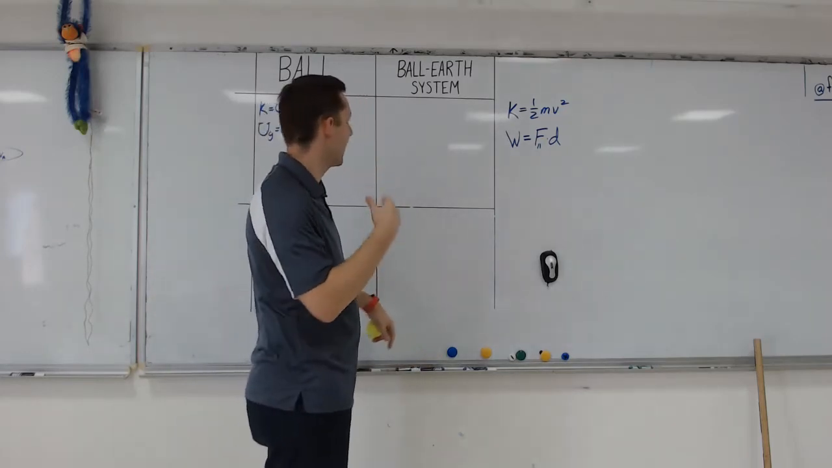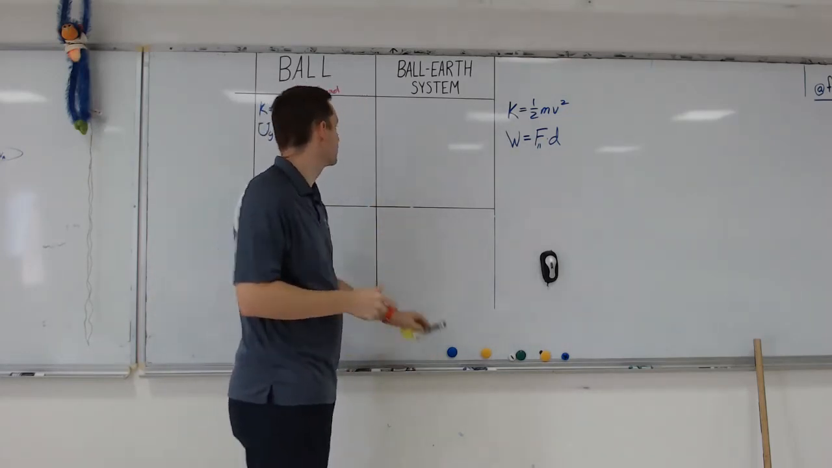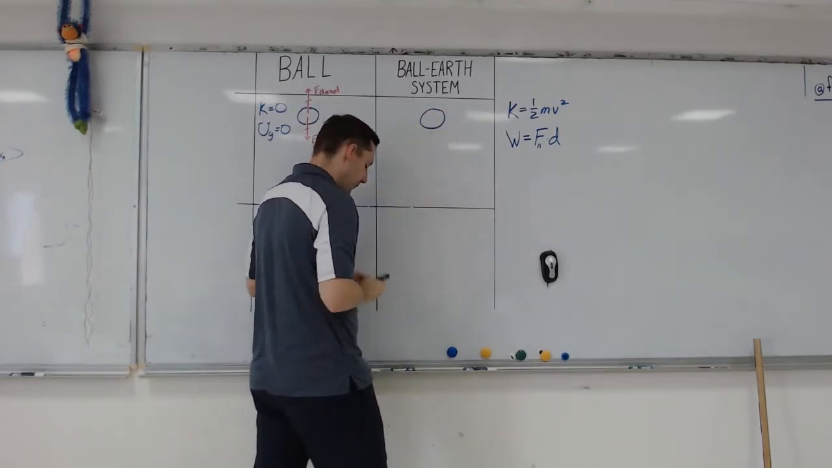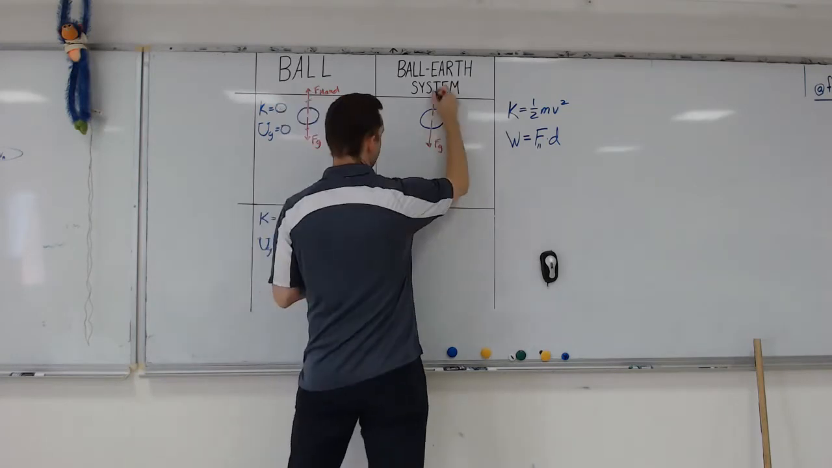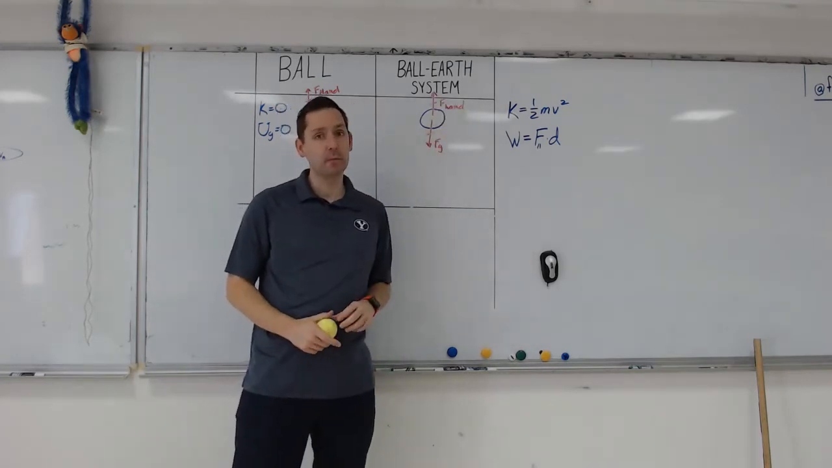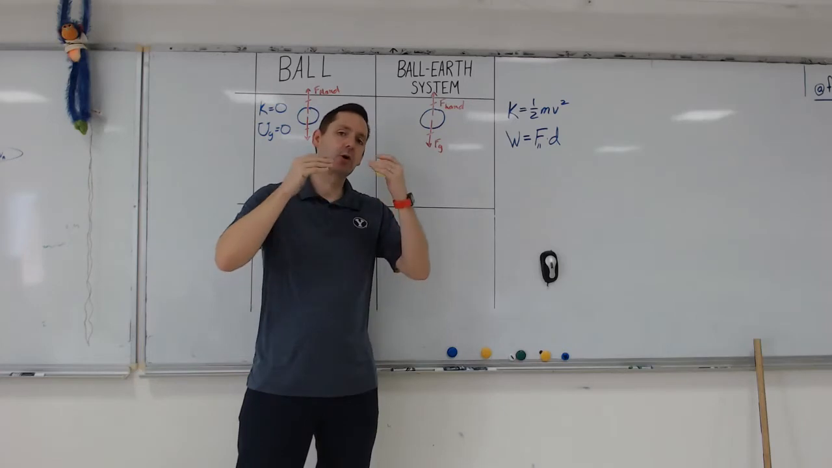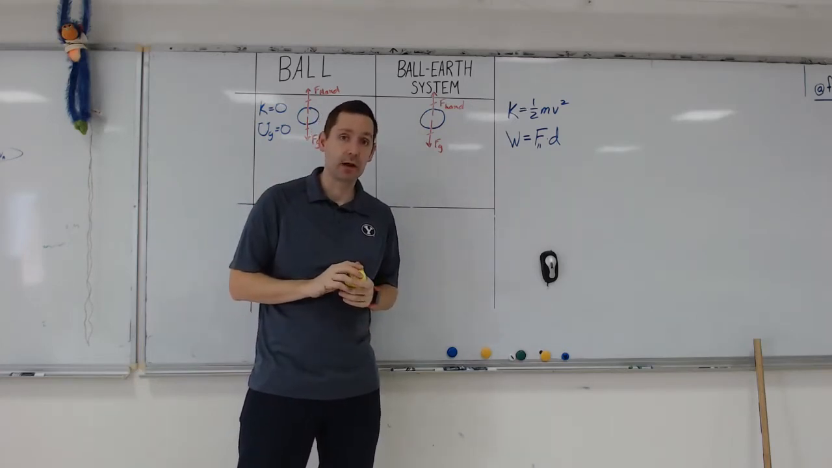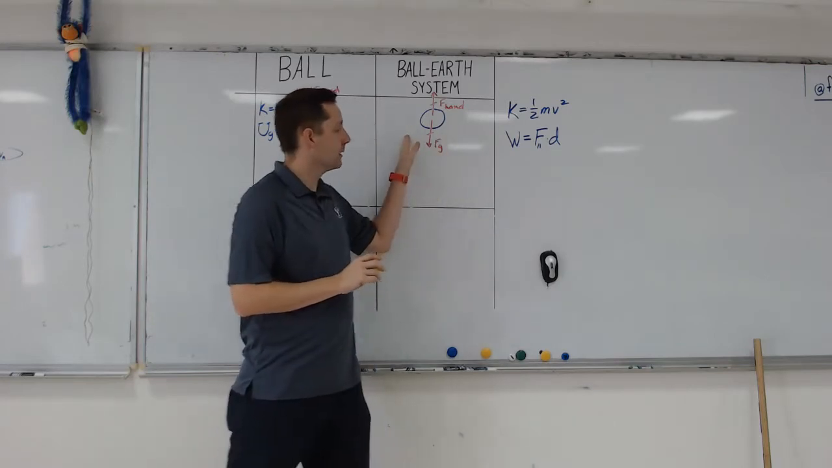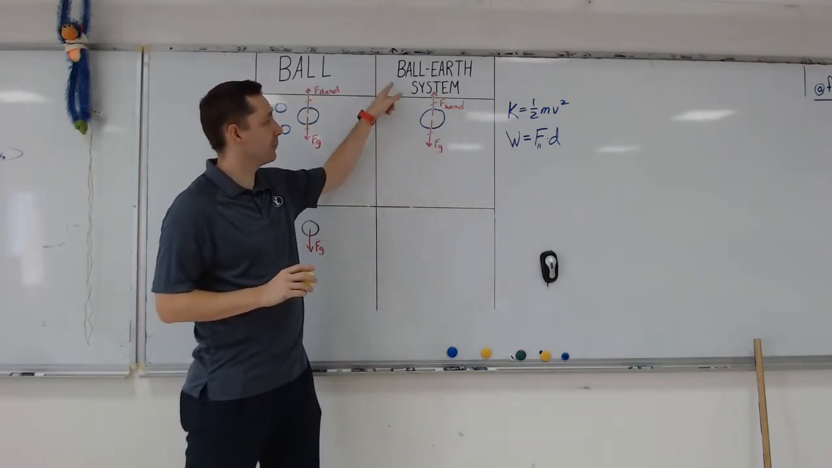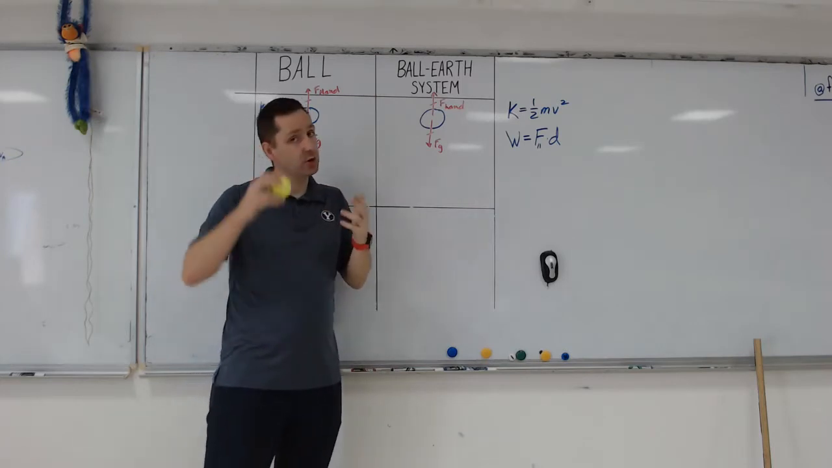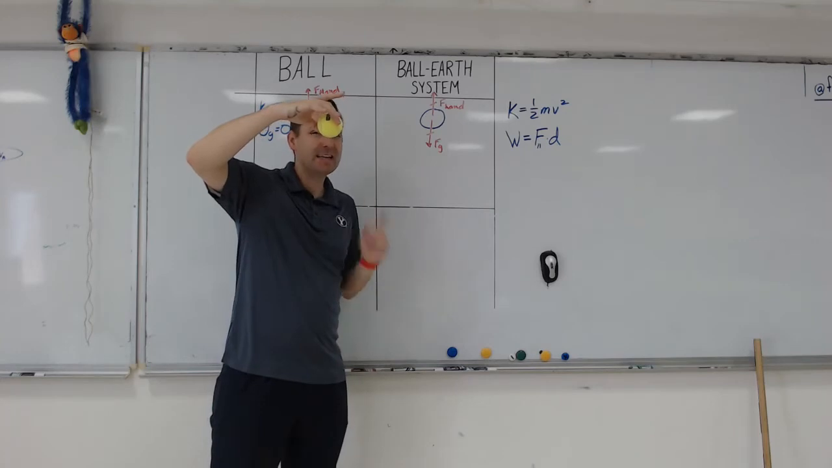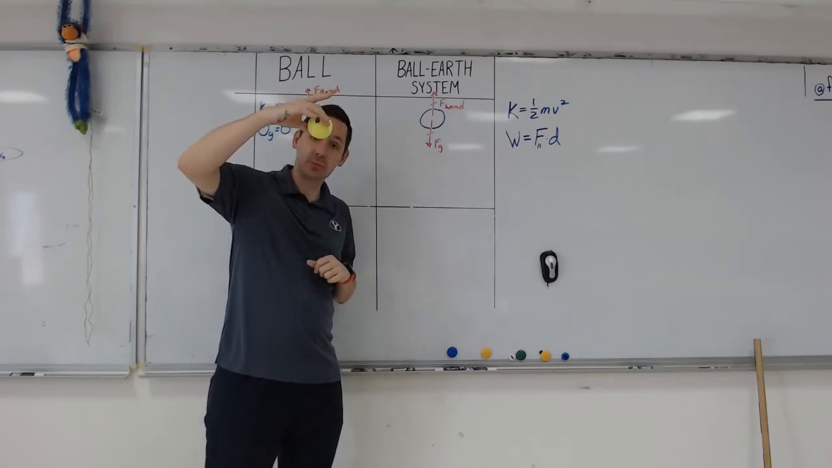So if I look at the ball-earth system, the forces on the ball are still the same. And they're still equal. What's different is how we're going to treat the situation when I release the ball. Right here, because we're looking at the ball-earth system, we can still say that there's no kinetic energy, right? It's still at rest, still not moving. However, it does have what we call gravitational potential energy now.